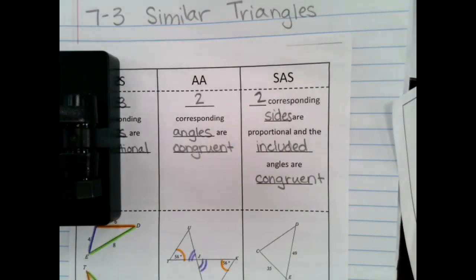So 2 corresponding sides are proportional, and the included angles are congruent. When we talk about including, what does it mean to be included? Yeah, like to be in, to be part of something. So when we talk about included, we want to look at where those sides are, and the included angle is the one that's like between the sides. Those sides come together.